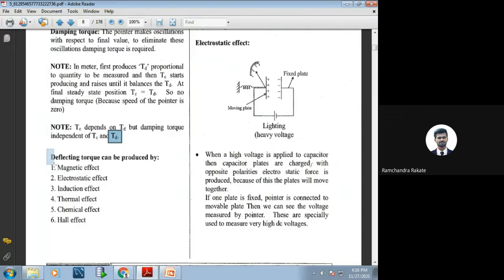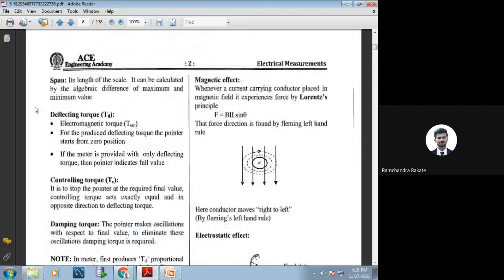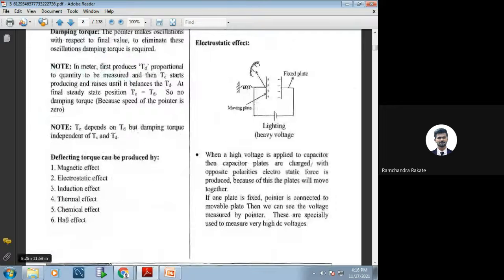Yeah, this is one more scenario. The deflecting torque can be produced in other ways: by magnetic effect, electrostatic effect, induction effect, thermal effect, chemical effect, and Hall effect. Because of these effects, what will you get? You will get an instrument.